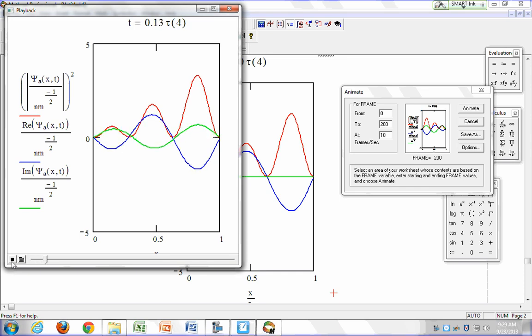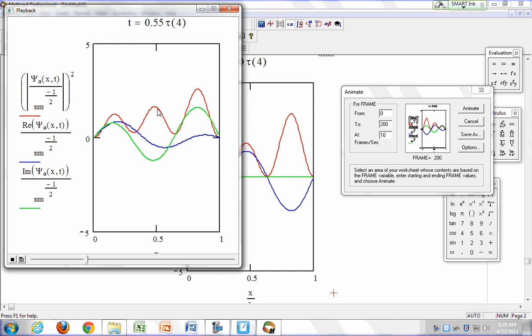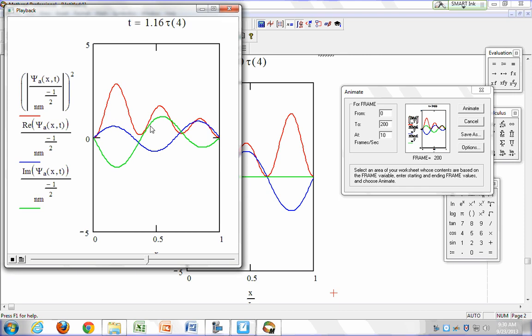You can see the real part is changing. The imaginary part is changing. But look at the red curve. The red curve is a square of psi. It is changing. This is not a stationary state. It's a linear combination of non-degenerate stationary states. It's a solution to your time-dependent Schrodinger equation, but it's not a stationary state. It's not a solution to the time-independent Schrodinger equation. Okay?